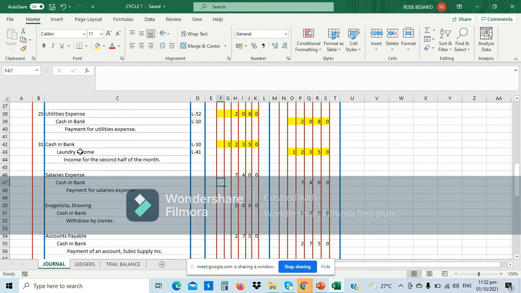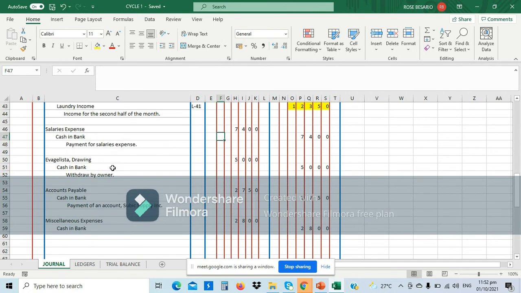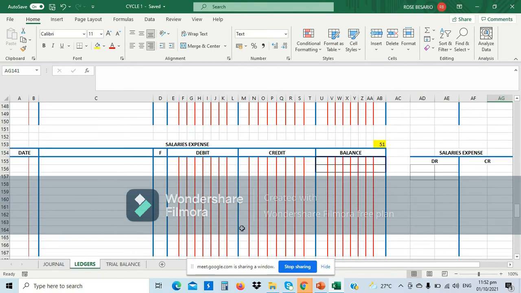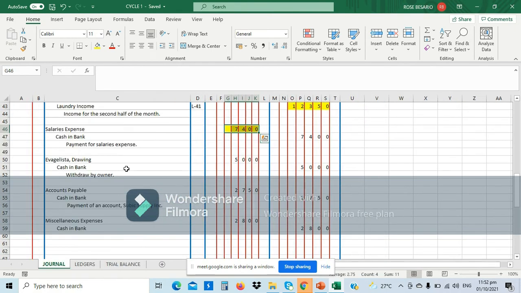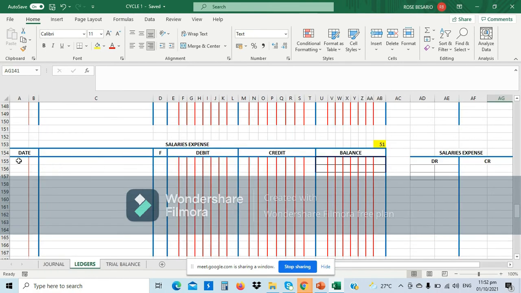So we're done with these transactions. We now proceed to salaries expense. So we have 7,400 salaries expense. So this should be posted to L51. Okay, so salaries expense 7,400. So 2018, this is May 31 from J-1.